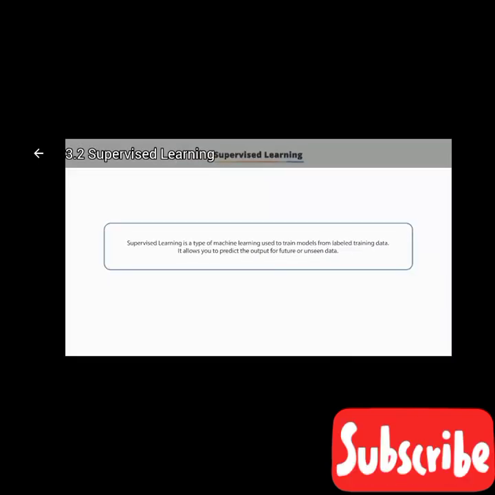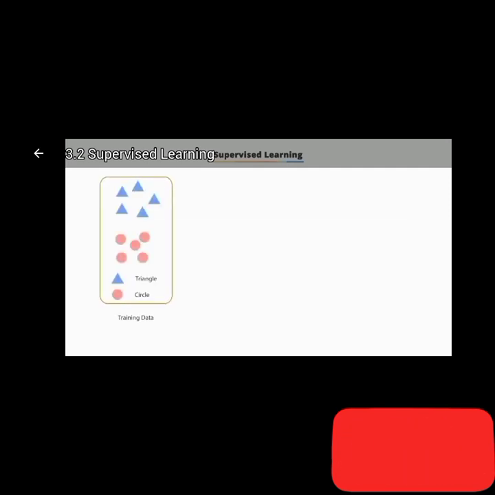Supervised learning. Supervised learning is a type of machine learning used to train models from labeled training data. It allows you to predict output for future or unseen data. So what is labeled data? Labeled data is a group of samples or features that are tagged with one or more labels.